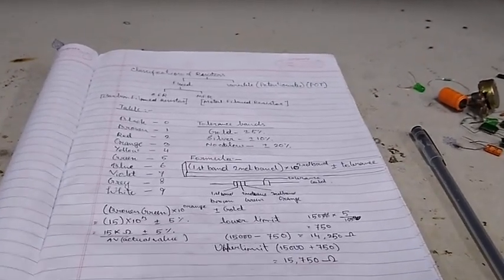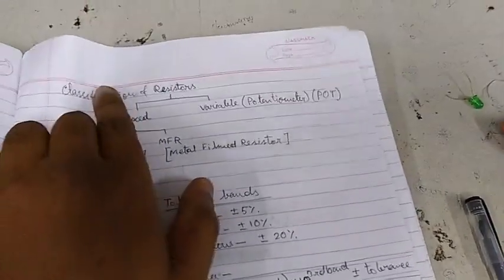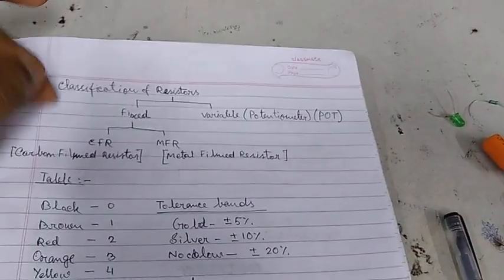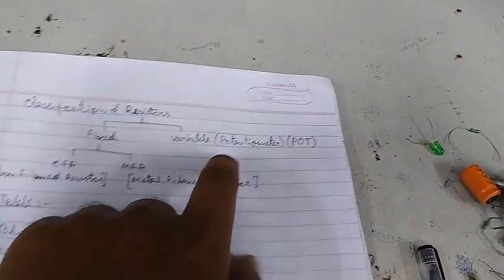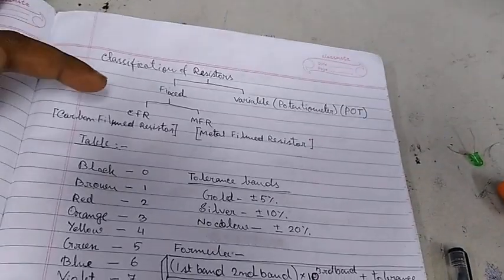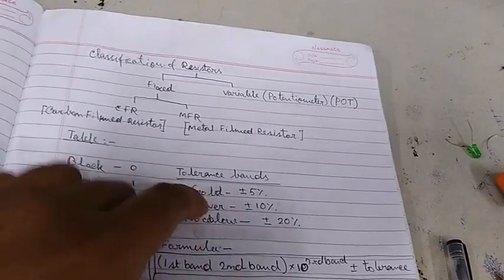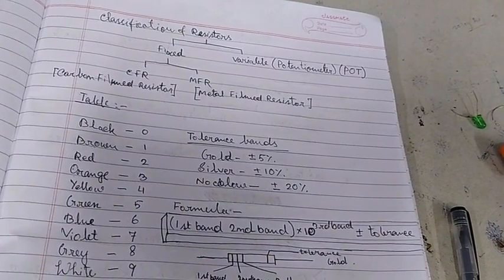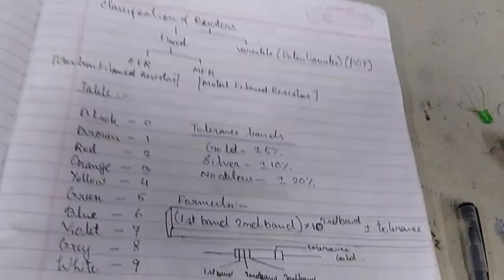So let us start from a resistor. See, this is the classification of resistor. Basically resistors are of two types: fixed resistors and variable resistors, and variable resistors are called potentiometer or pot. And fixed resistors are of two types, CFR and MFR. CFR means carbon film resistors and MFR means metal film resistor. Now CFR is used in laboratory purposes and MFR is used in industrial purposes.